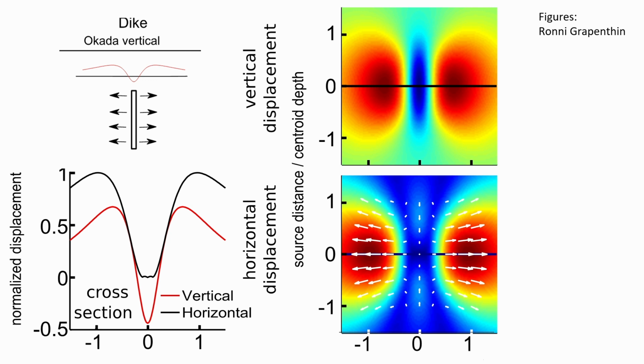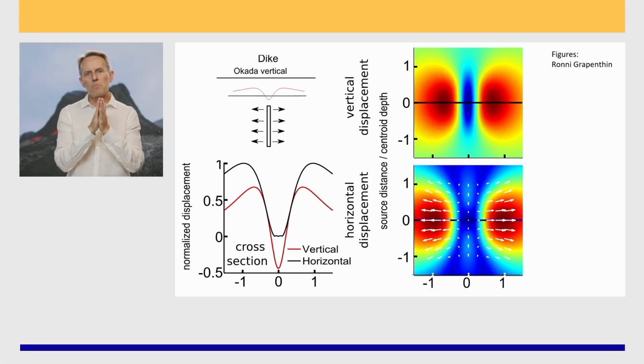Dikes and sills can also be referred to as magmatic sheets, emphasizing they are typically very thin compared to their area. In the example shown, the surface deformation pattern is due to a dike that is vertical, but it can, however, be of any orientation, that is, any strike and dip.